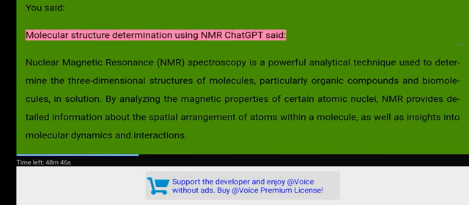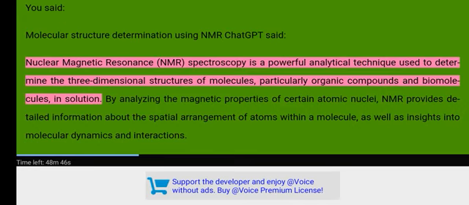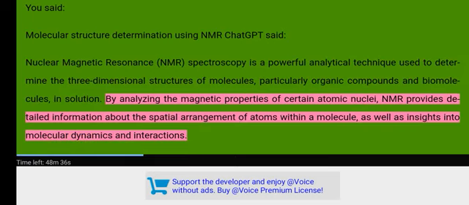Molecular structure determination using NMR. Nuclear magnetic resonance (NMR) spectroscopy is a powerful analytical technique used to determine the three-dimensional structures of molecules, particularly organic compounds and biomolecules, in solution. By analyzing the magnetic properties of certain atomic nuclei, NMR provides detailed information about the spatial arrangement of atoms within a molecule, as well as insights into molecular dynamics and interactions.